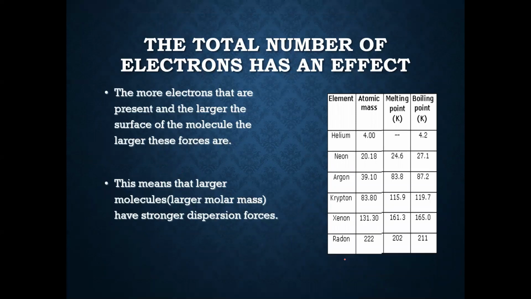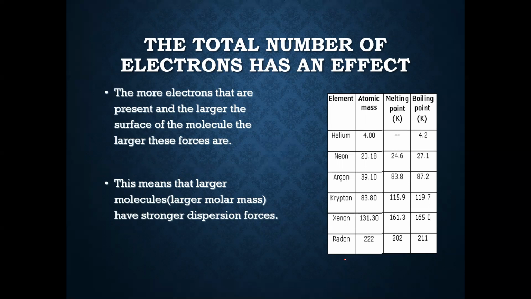The total number of electrons also will have an effect on this. So as we increase the electrons, we increase the ability for an imbalance. So as we saw in the other picture, helium with only 2 electrons can't really build up as much of a partial charge on one side of the atom as radon can with its many more electrons. So the more electrons a molecule has, the greater its dispersion force can become.